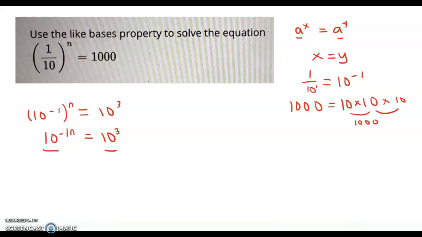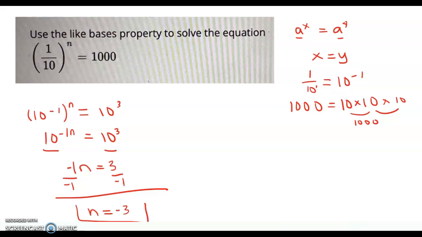Sweet. So if we have the same base, what can we do? Well, we can set those exponents equal to each other. So -1n equals 3, and then we can just solve for n. So divide by -1, we get n equal to -3.